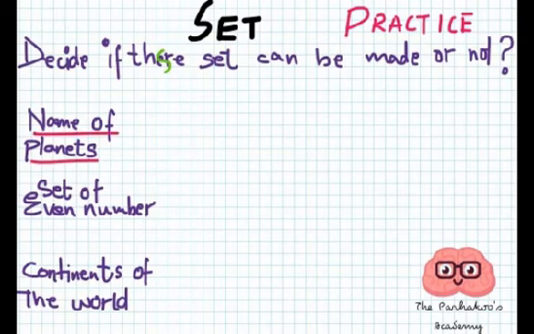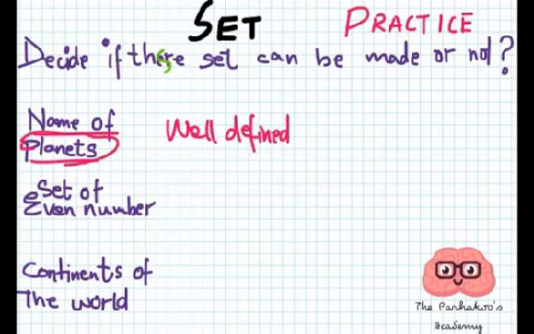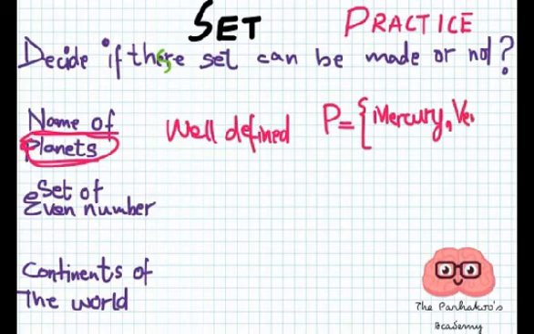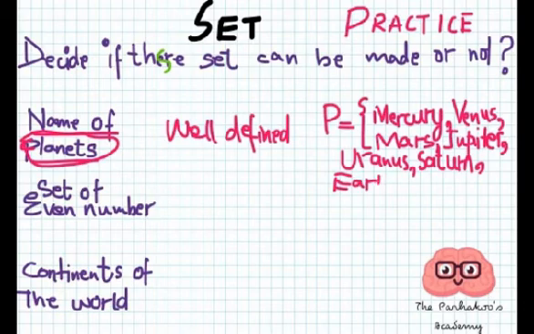The names of planets. You and I know they are very well defined. It's not a vague idea. And since this is the set of planets, let's call it P, and write all the planets. We can make a set of all the planets. The order is not important in a set.